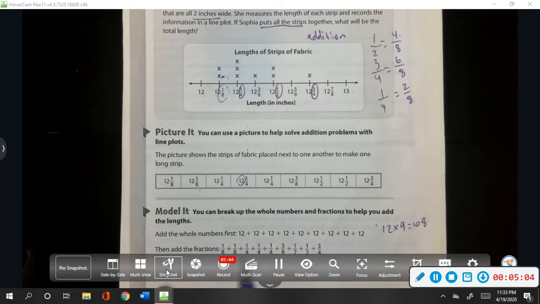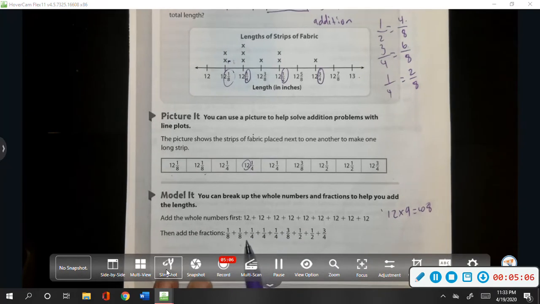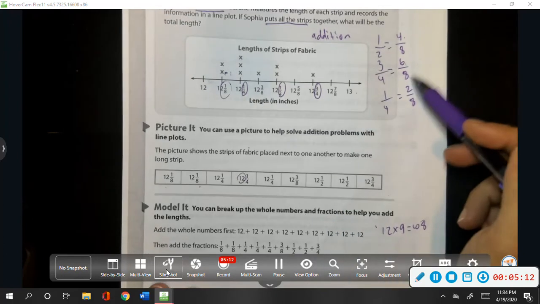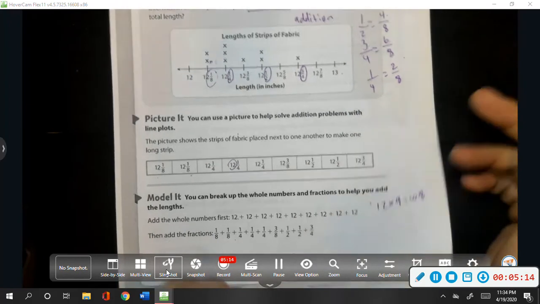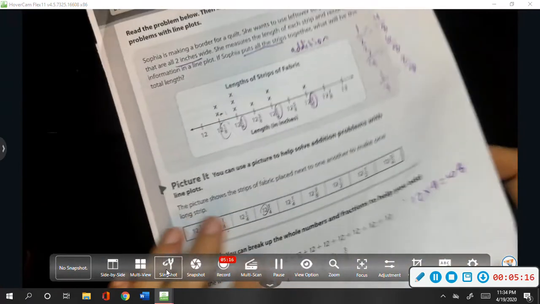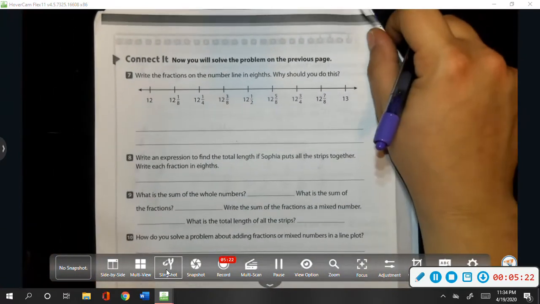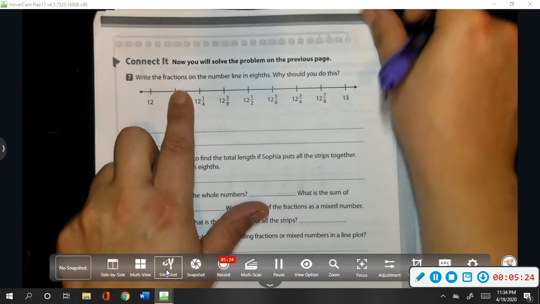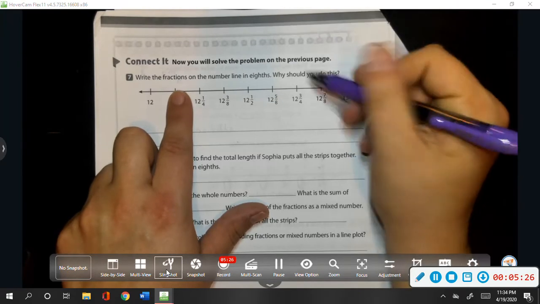But what happens with the fractions? Well, we can't add fractions that have different denominators. All of our denominators have to be the same. So we're going to go back to our key. And I don't want to get too far ahead because this usually breaks it down for us. So let's go ahead and look at page 293. Number 7. It says, write the fractions on the number line in eighths.